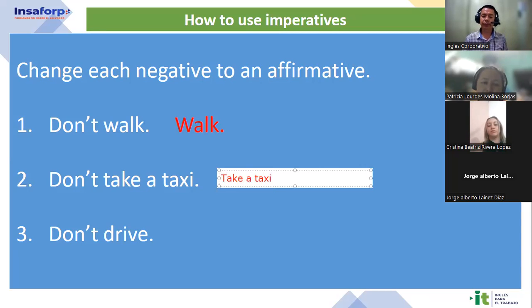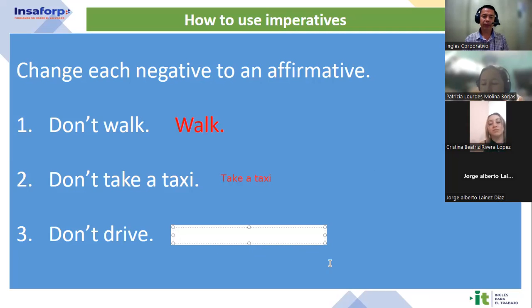Mm-hmm. Christy, don't drive. Affirmative. Drive. Easy, right? Drive. Nice. Okay.